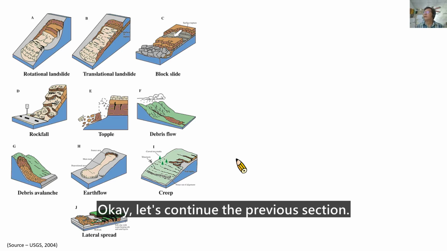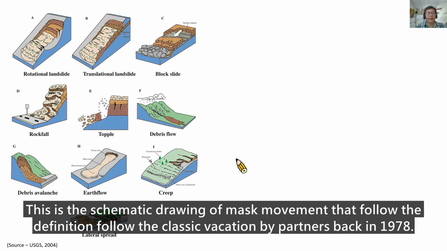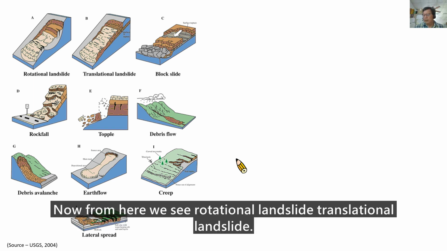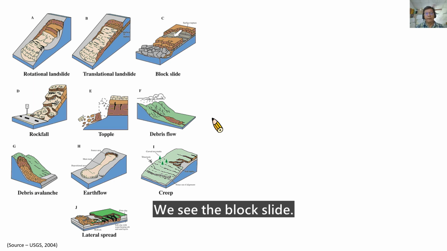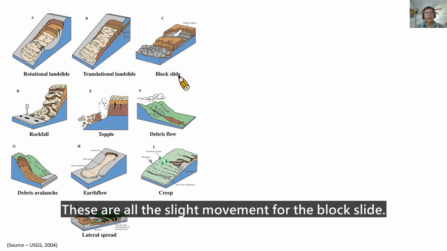Okay, let's continue the previous section. This is the schematic drawing of mass movement that follows the definition and classification by Varnes back in 1978. From here, we see rotational landslide, translational landslide, and the block slide. These are all the slide movement.